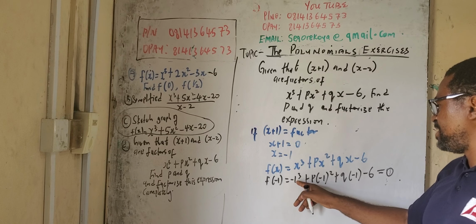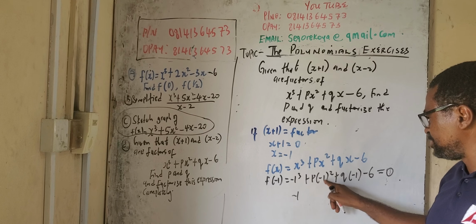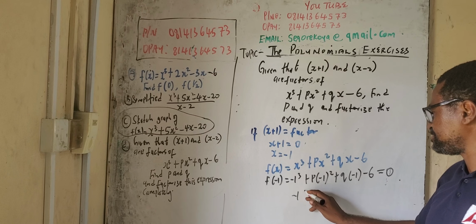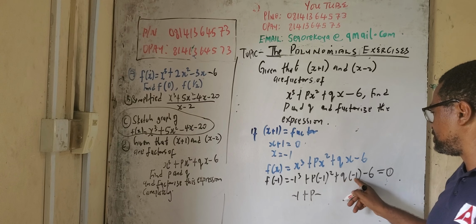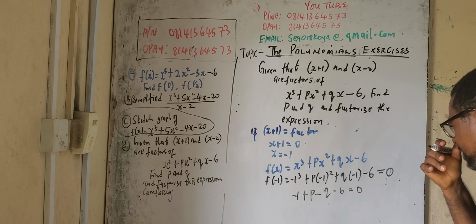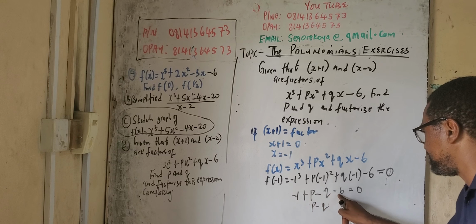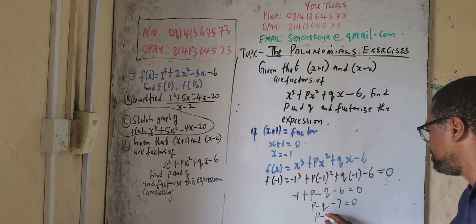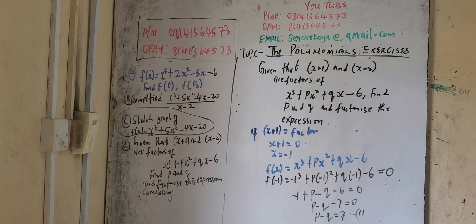So minus 1 cube here will give me minus 1. Minus 1 square will give me 1 because this is an even power. So plus times plus, that is plus p. Minus times plus is minus q, times 1, q. Minus 6 is equal to 0. I can rearrange this equation as p minus q minus 1 minus 6, which is minus 7, is equal to 0. I can take minus 7 to that side. So p minus q is equal to 7. This is equation 1.